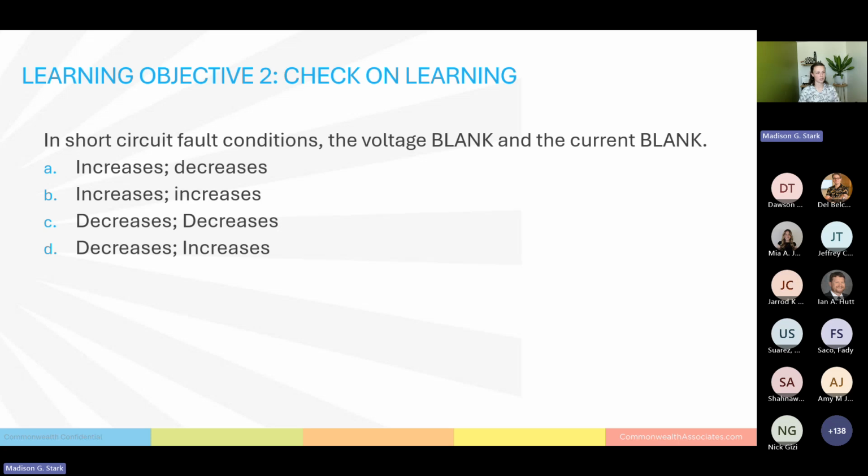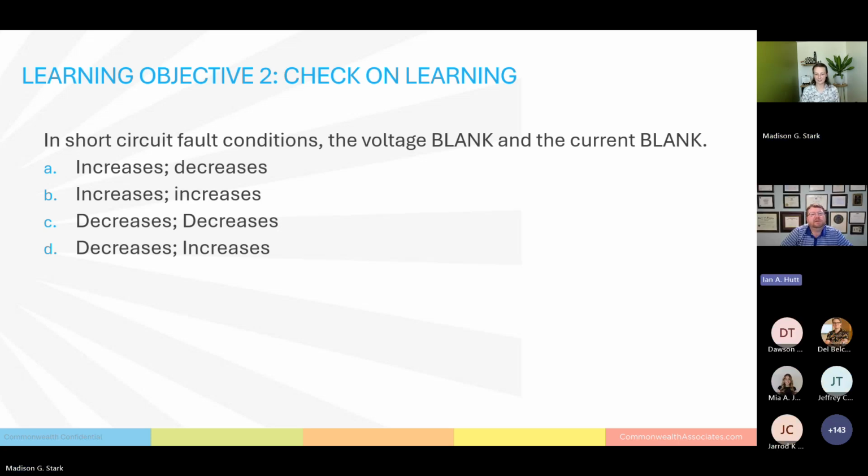Okay, learning objective 2. Check on learning. All right, next question. And we will answer all questions that are in the chat and the Q&A at the end. So just heads up, we will make sure you address those. Question number 2. In short circuit fault conditions, the voltage blank and the current blank. So does it increase or decrease? Select your answer and post in the chat or post in the poll. Thank you.